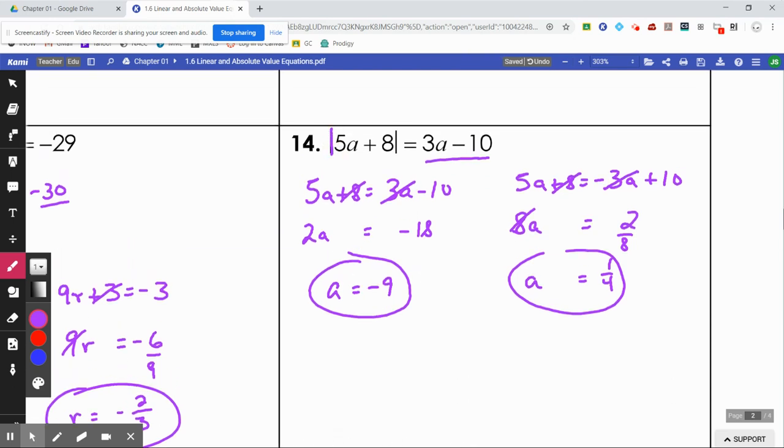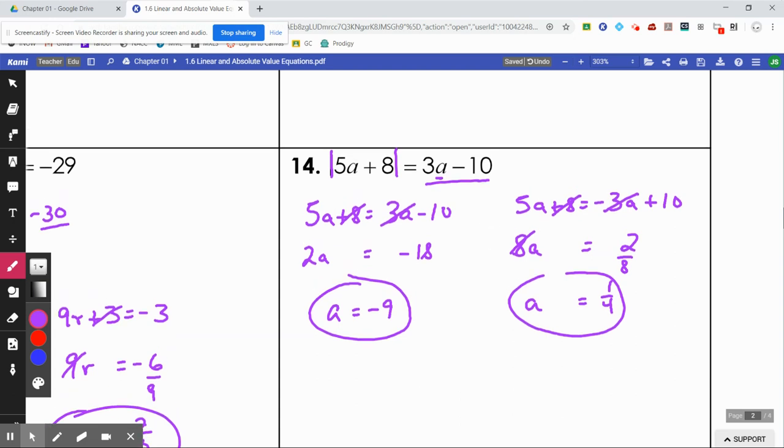Remember what I told you, when you take the absolute value of something, it's always got to equal a positive value. Well, look what happens when you plug your negative 9 in right here. To check for extraneous values, you've got to plug in each of these one at a time to see if they work. When you plug in negative 9, right here and right here, it gives you the absolute value of negative 45 plus 8, which is negative 37, is equal to 3 times negative 9 is negative 27 minus 10 is negative 37. The absolute value cannot equal a negative. The absolute value of negative 37 is 37, not negative 37. This is an extraneous solution.